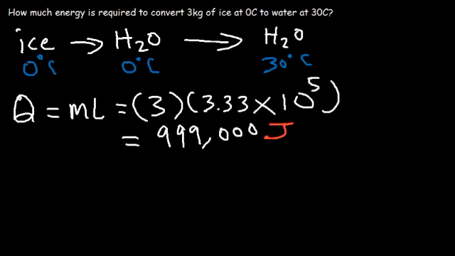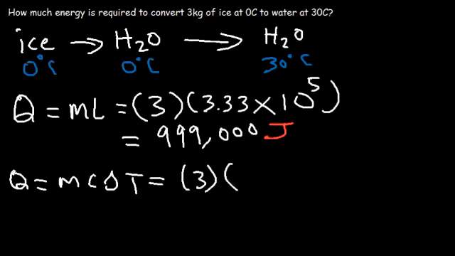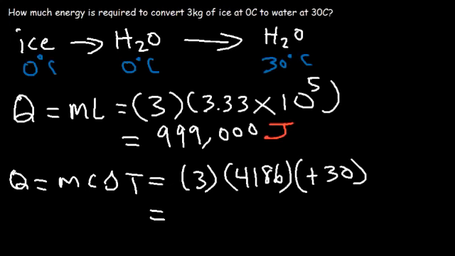Now what about the amount of heat required to heat up water from 0 to 30? Now that's a temperature change problem, so we need to use this equation. Q is equal to mcΔT. The mass is still 3 kilograms. The specific heat capacity of water is 4186 joules per kilogram per Celsius, and the change in temperature is positive 30. So the total energy required is 376,740. Well, that's not the total energy, but this is just the energy required to heat up liquid water.